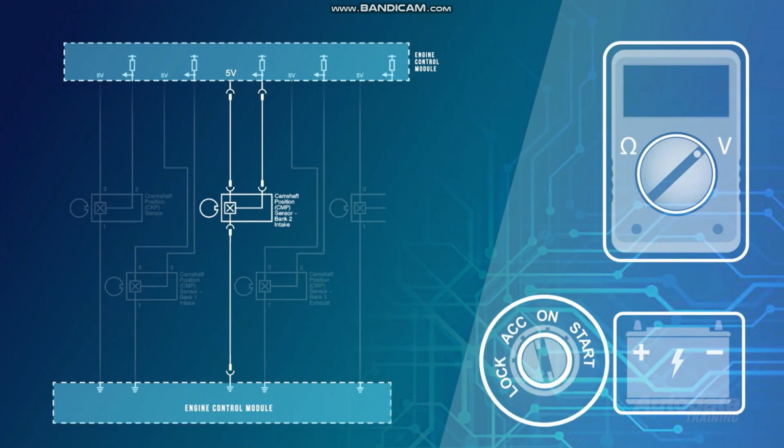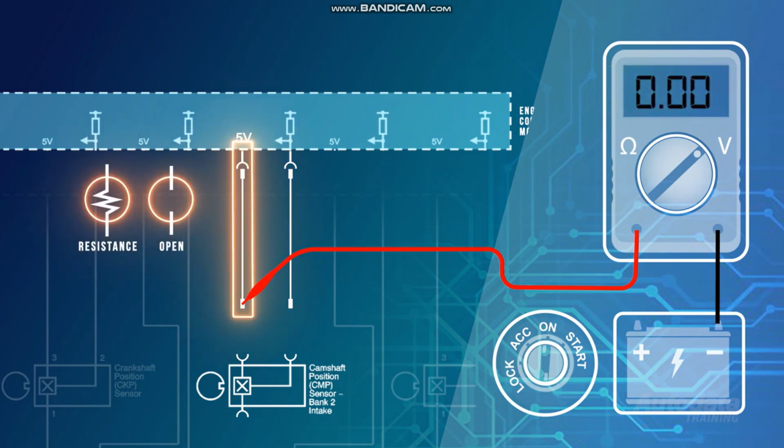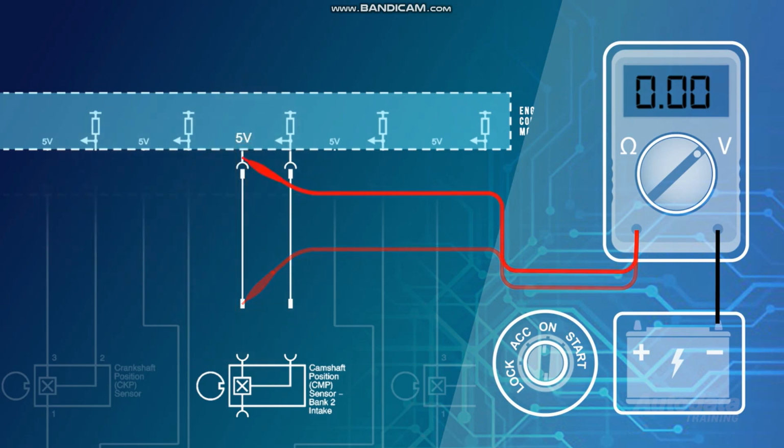With a short to ground ruled out, turn the ignition off and disconnect the affected cam sensor. Place the black meter lead on battery negative and the red lead on the high reference terminal of the harness connector. Turn the ignition on. A meter reading of 0 or substantially lower than 5 volts may indicate an open or excess resistance in the circuit. Move the red meter lead and back probe the high reference terminal in the ECM harness connector. If between 4.8 and 5.2 volts is now seen, this confirms an open or excess resistance in the harness.